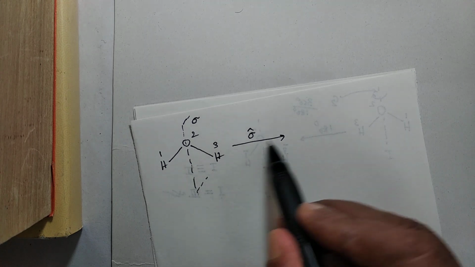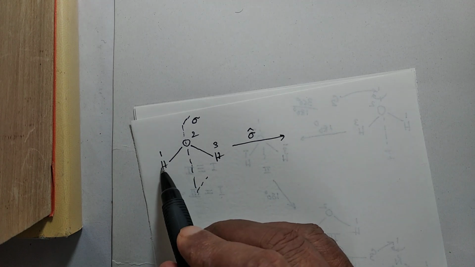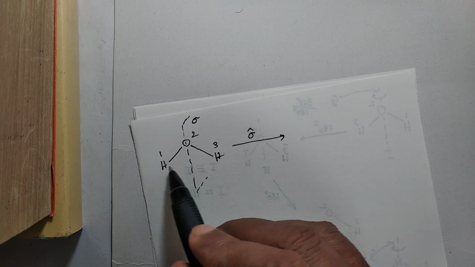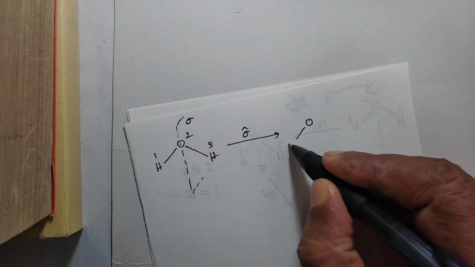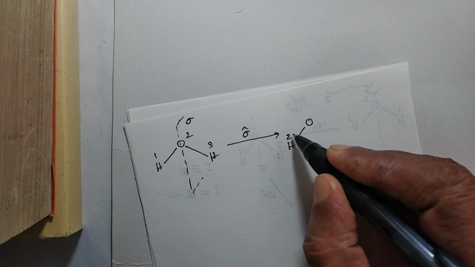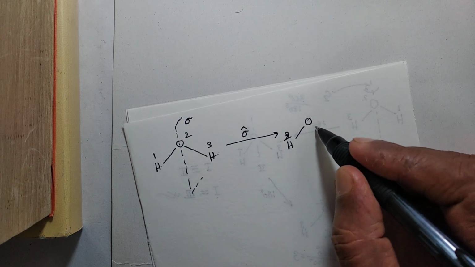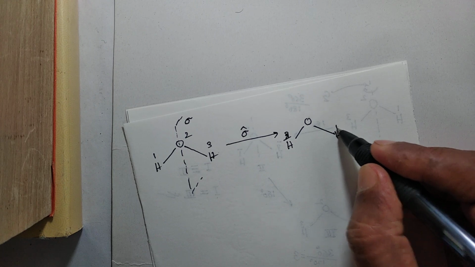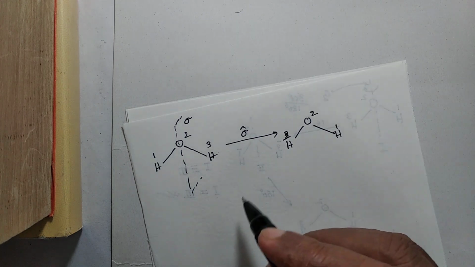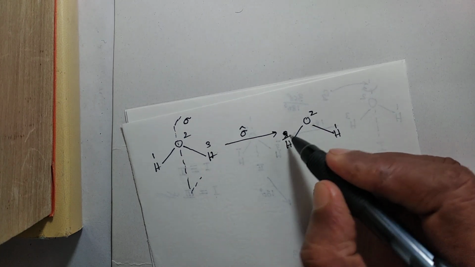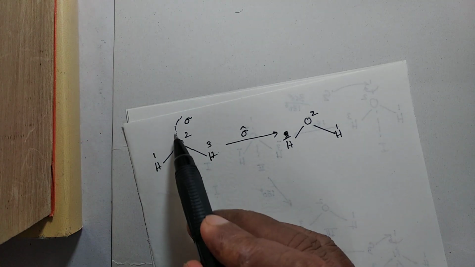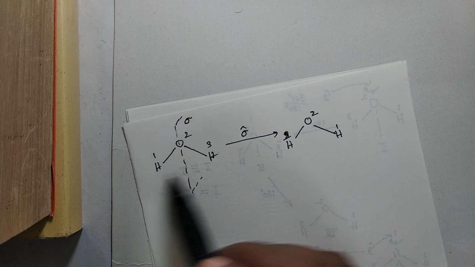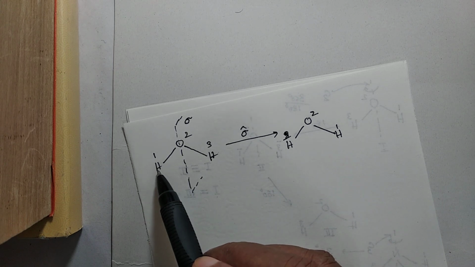What will happen if you carry out this reflection? 1 will come to this place and 3 will come to this place. Oxygen will remain in its own position. 3 becomes 3, this becomes 1. 2 remains in its own position, and no bar notation is needed. Bar notation is not needed because reflection on this plane will not cause any inversion of associated vectors.